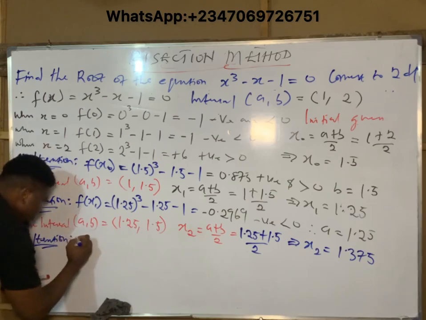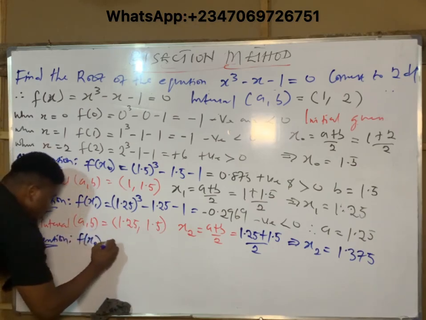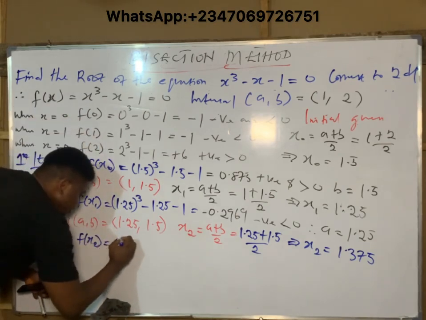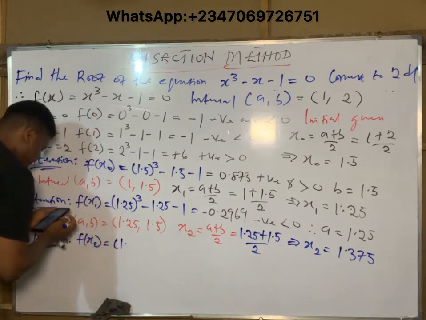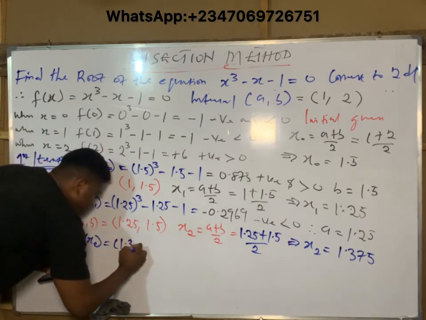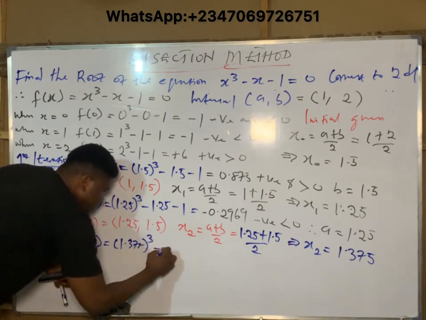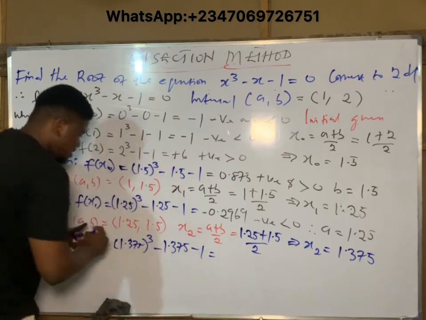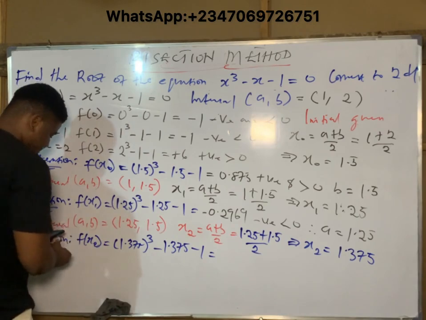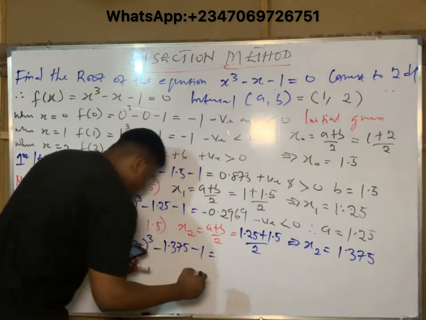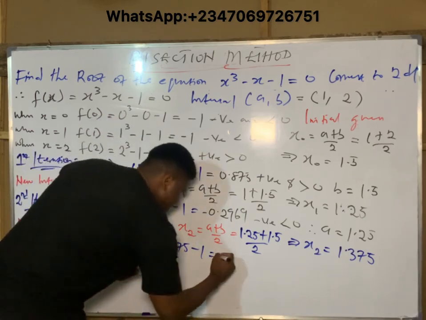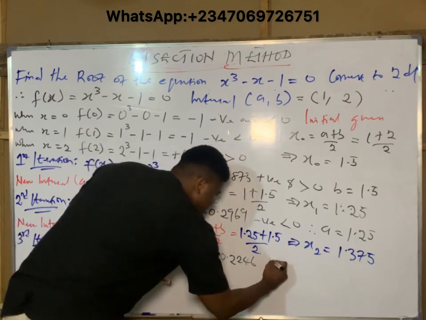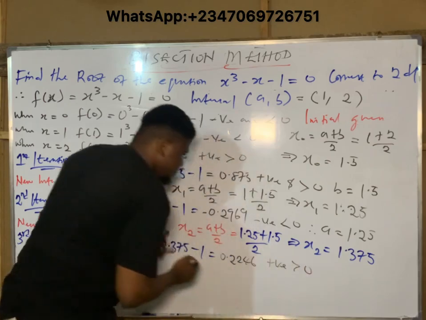Okay, so that becomes now f of x2. So we simply plug in the value of x2 into the function. Once again, I have x cubed, which is 1.375 to the power of 3 minus 1.375 minus 1. Let's check this out and see what we obtain. So correct to 4 decimal places, this gives us 0.2246. Now, once again, this is positive and it is greater than 0.